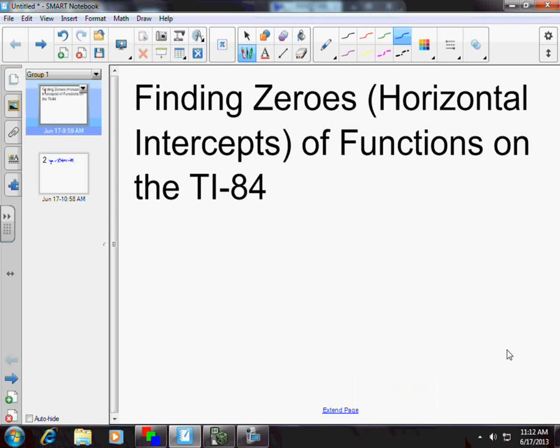In this video, we will look at using your TI-84 calculator to find zeros of a function. And keep in mind that finding the zero of a function is the same as finding the horizontal intercept on the graph.